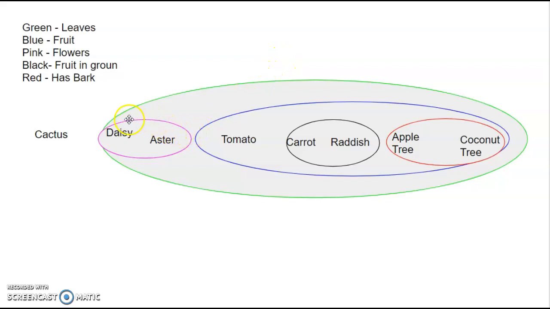The daisies and asters, I put a pink circle around them because they have flowers, but the rest of these I put a blue circle around because they have fruit. Now inside of there, the tomato does not have any other characteristics past that, but the carrots and radishes both have fruit that's grown in the ground, and the apple and the coconut tree both have a trunk and bark.